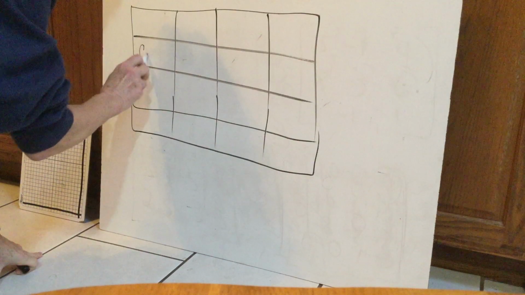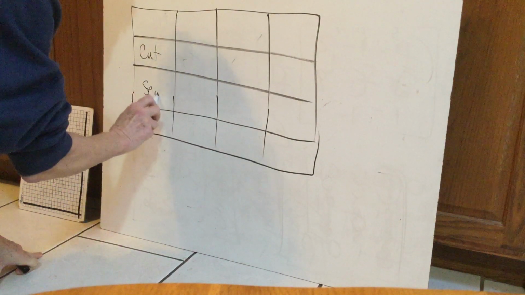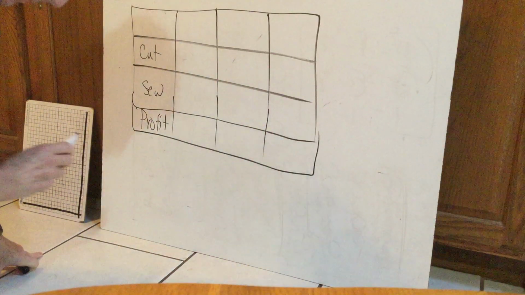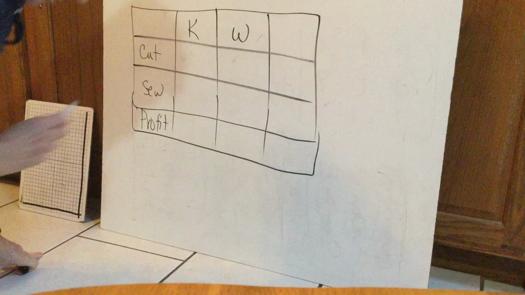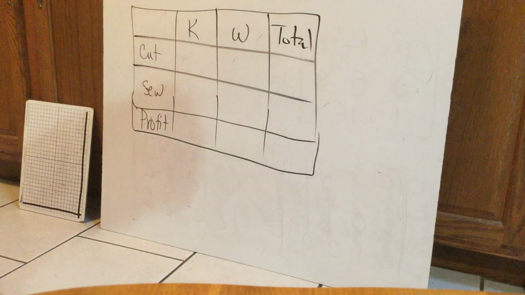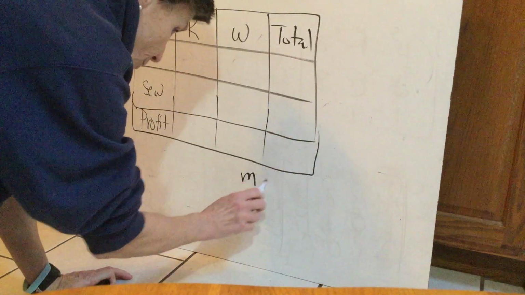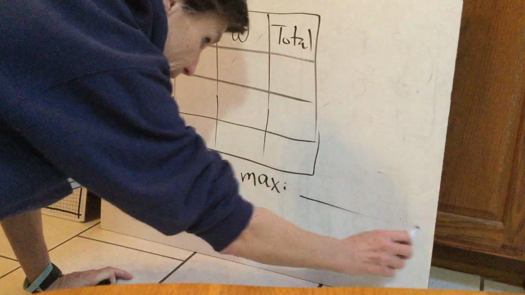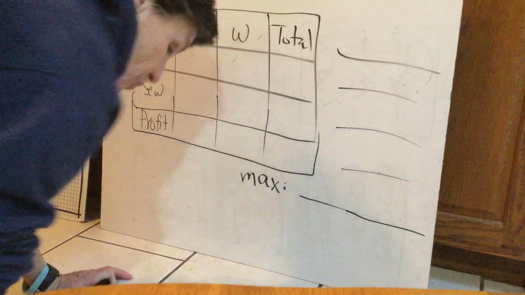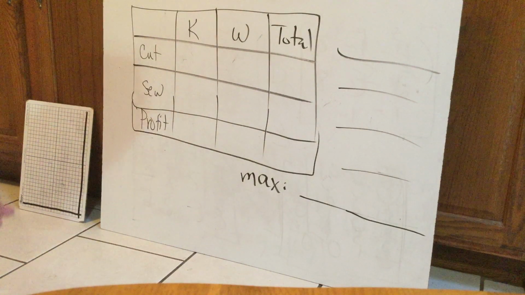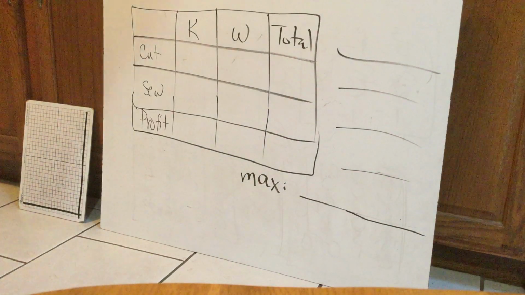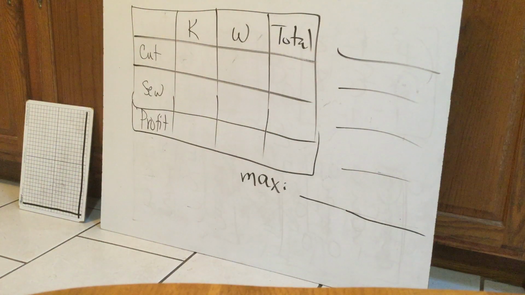Okay, and the table's all set up. It says cutting, sewing, profit, knit, worsted, total, and hopefully while I'm doing this, you're kind of reading through the problem and maybe filling in some of the numbers in the chart.